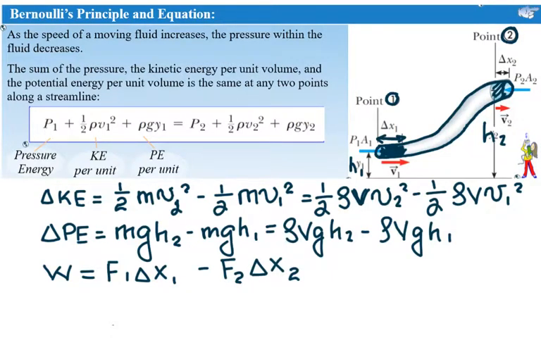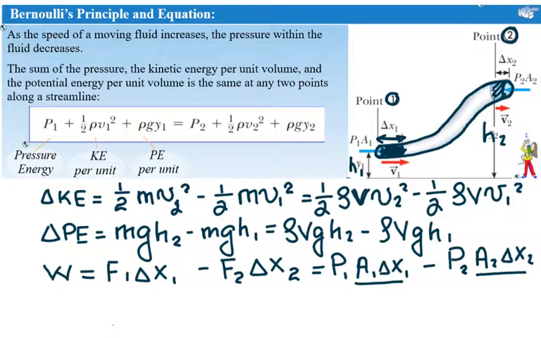So the change in how much force is moving a certain amount of water is the work done, or energy change done, on the water. That will be equal to force, which is pressure times area. So I have P1 A1 delta x1 minus P2 A2 delta x2, and area times delta x is also the volume.